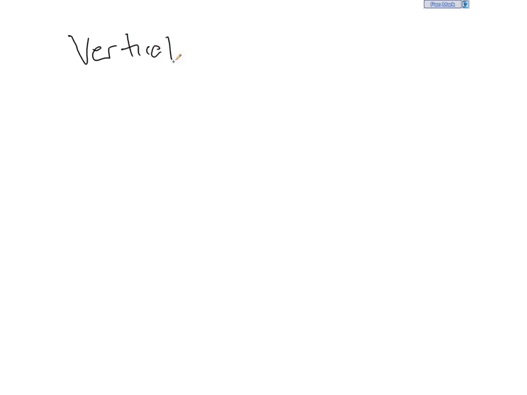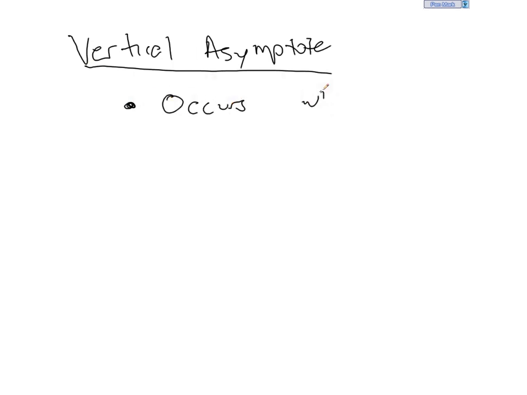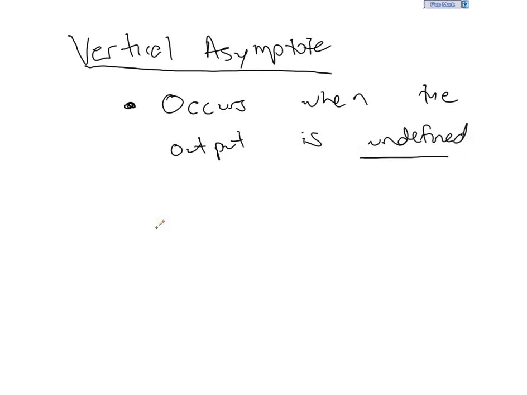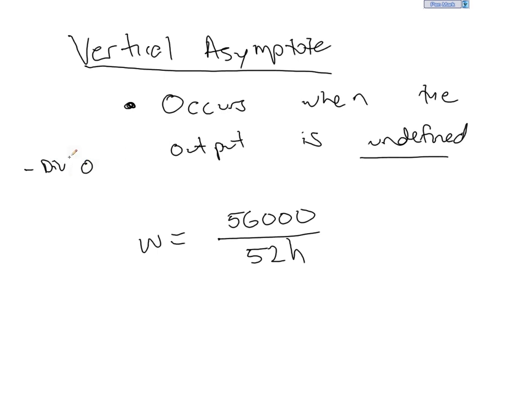Okay, so a vertical asymptote, you noticed, occurred when the output was undefined. So we'll just say a vertical asymptote occurs when the output is undefined. Okay, so in this case, let's look back at our equation. It's W equals 56,000 divided by 52H. From a mathematical perspective, when will this problem be undefined? Well, we can't divide by 0. So anytime you have a divide by 0 situation, that's going to create an undefined output.